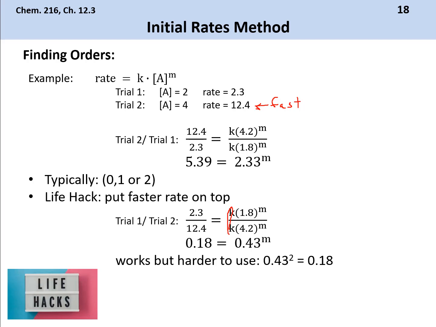Okay? This will work the way we just did it, but it'll be a little more complicated. Notice how 0.43 to the m equals 0.18. It's not very easy to figure that out. Whereas here, when I see 2.33 to the m equals 5.39, I can tell right away that it's probably 2, right? But 0.43 squared equals 0.1849. So it does work, it's just a little more difficult. So usually put the faster rate on top.